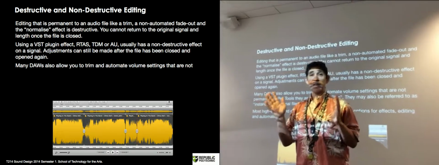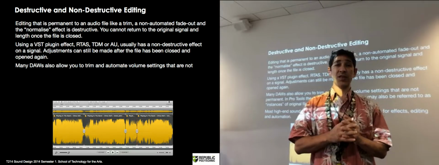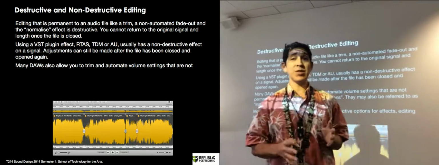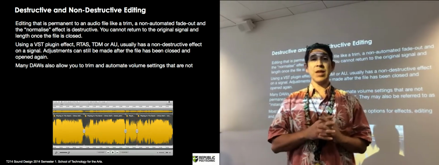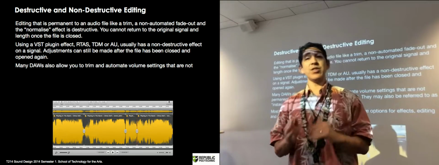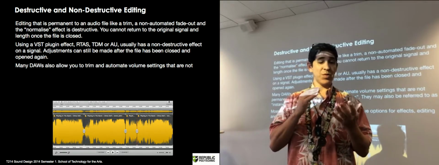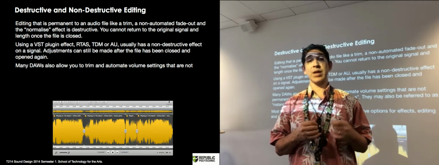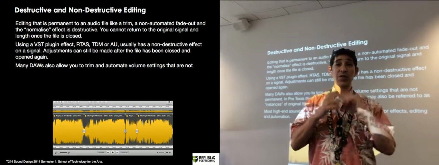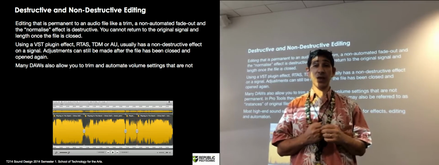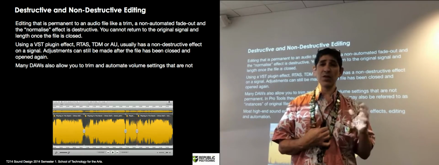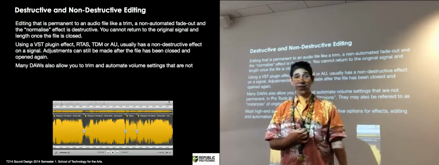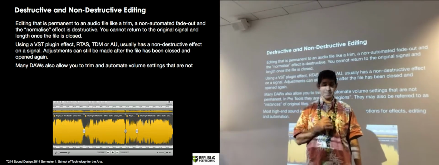The next thing is the different types of plugins. VST plugins, RTAS, TDMs, AUs, these are all different types. And they generally are non-destructive. So we use them to apply things like EQ, or reverb, or delay. These are non-destructive. They can always be undone. They can be taken off of the track, right? So that's an example. You'll learn more about plugins on the next lesson, okay? All right, let's move on.